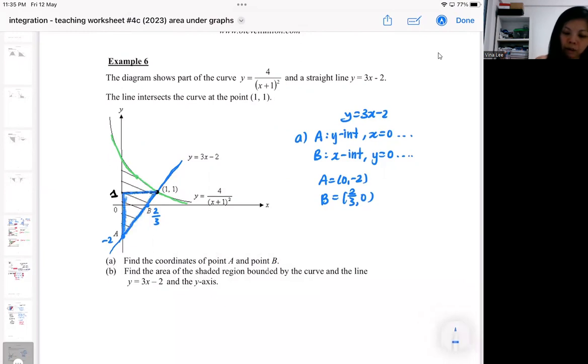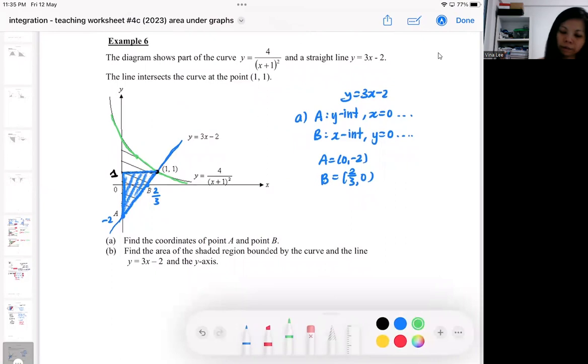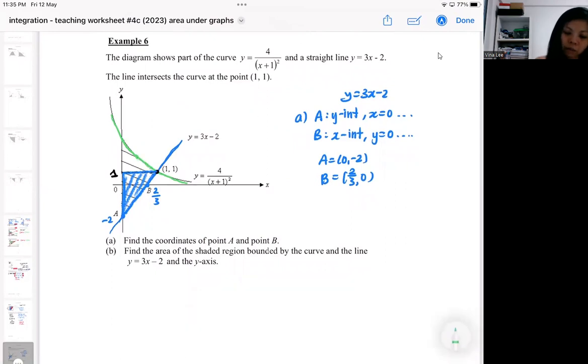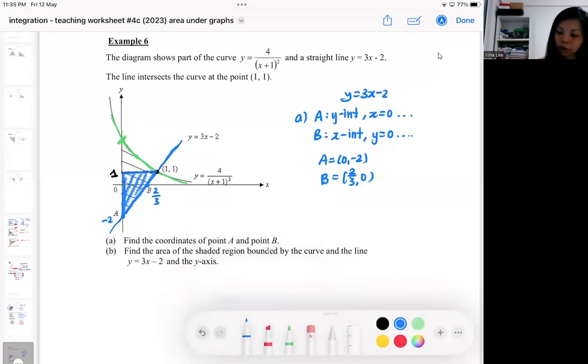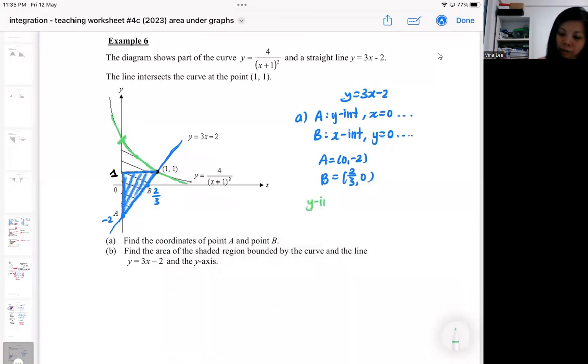The blue one is a triangle, so that will be quite easy. The green one is area under the curve, so I need to integrate. I need the y-intercept for the curve. So you still need to calculate the y-intercept of the curve by putting x equal to 0 into the curve equation. You will get a 4 here. For the green one under the curve, I need to do a definite integral.